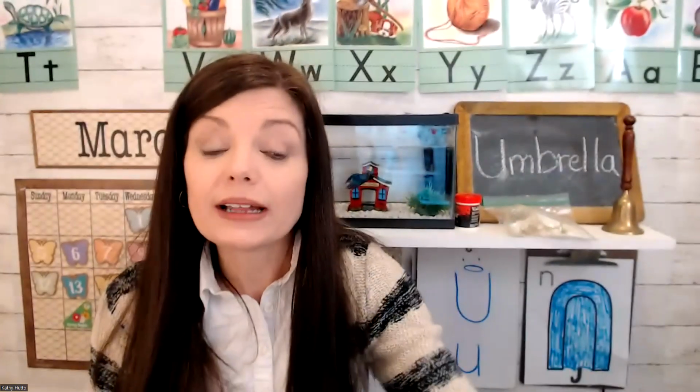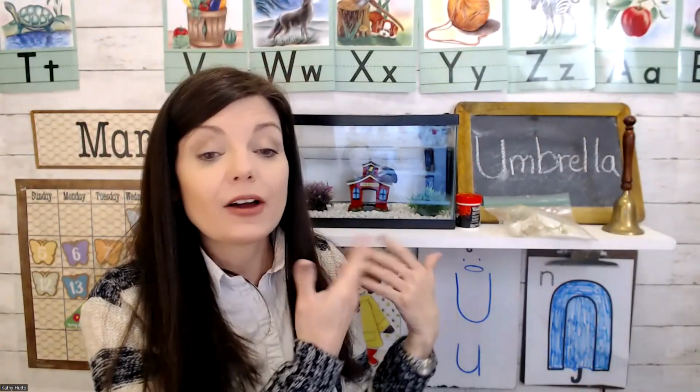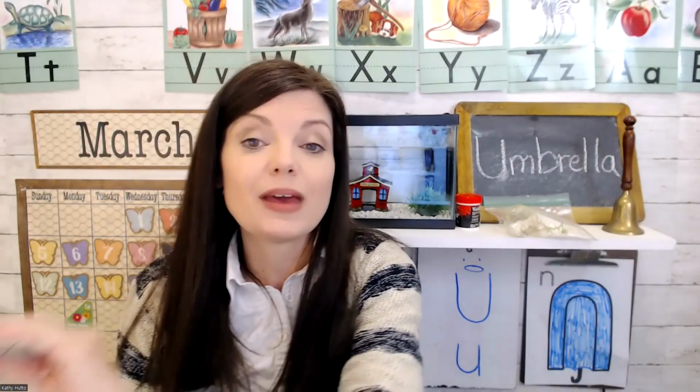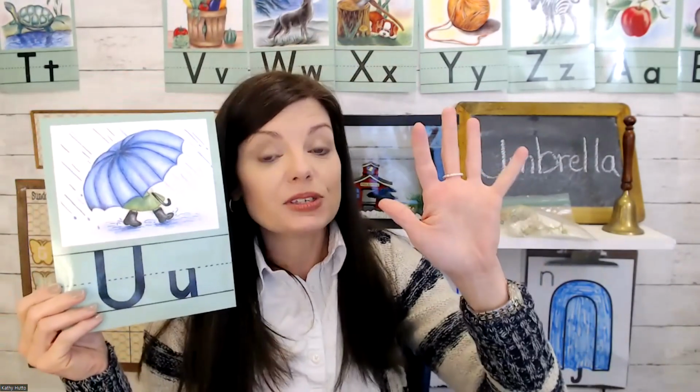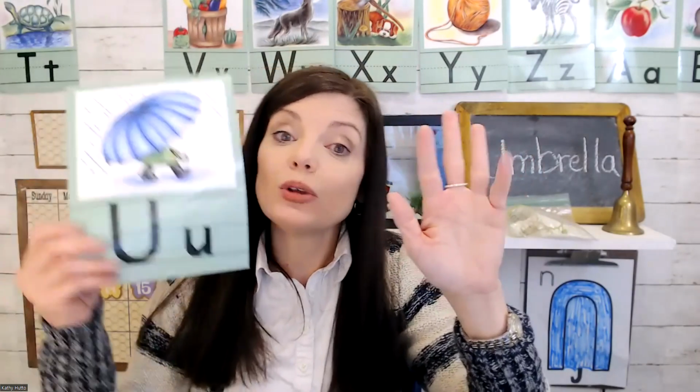Well, now we know what letter U looks like. We know how to write letter U. So it's time to talk about the sound that U makes. Letter U is one of those special letters that we call the vowels. Will you help me sing the vowel song? A, E, I, O, U. A, E, I, O, U. A, E, I, O, U. These are the vowels.